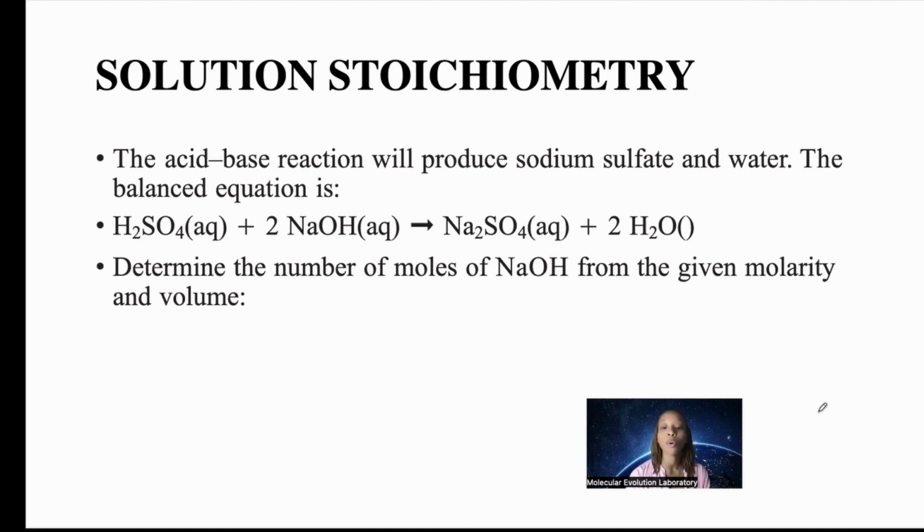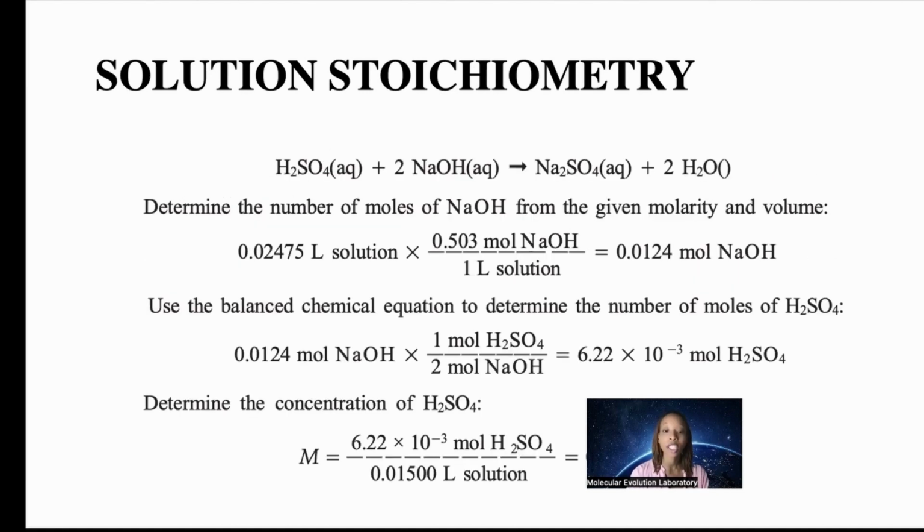Determine the number of moles of NaOH from the given molarity and volume. So 0.02475 liter of solution of 0.503 molar, so you basically convert that into liters. You multiply the 0.503 mole of NaOH per liter by the volume, and that basically gives you 0.012 mole of sodium hydroxide.